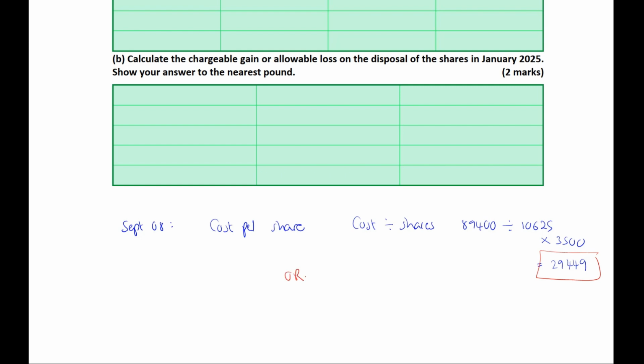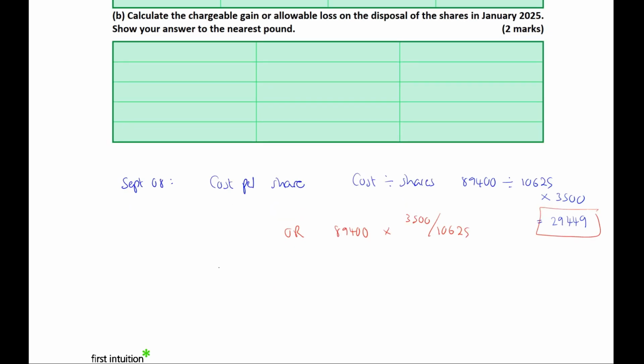An alternative method, very similar to what you do when you apportion overheads in management accounting in level 3, is just to say, well, I've got £89,400 and in proportions I want to get rid of 3,500 out of 10,625 shares. You're going to get to the same answer either way, so just choose the one that you think works better in your mind.